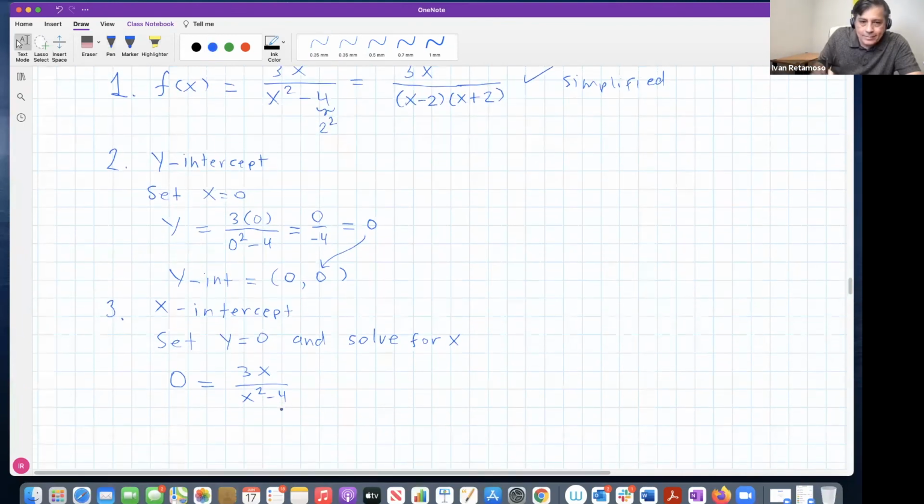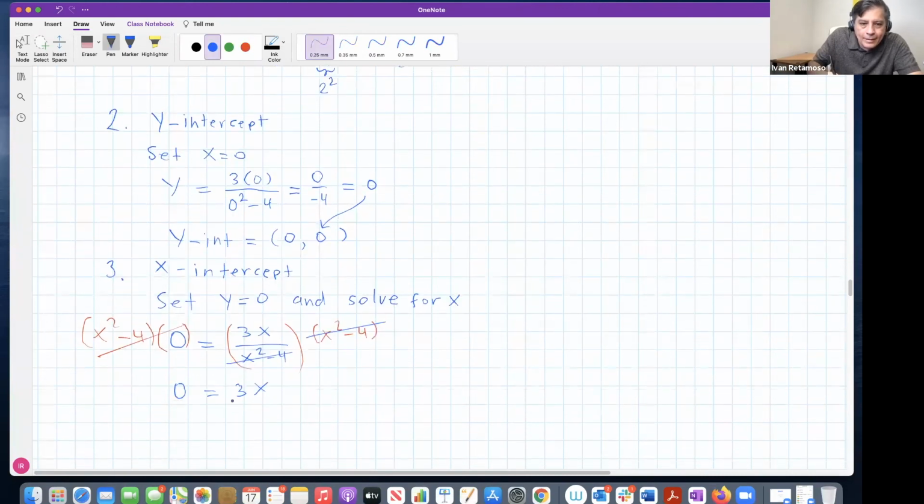You get this equation. You can multiply both sides of this equation by x squared minus 4 to eliminate this guy. The right side is going to be 0, and the left side, after you cancel these two, is 3x. Dividing both sides by 3, this is just 0. So x equals 0.